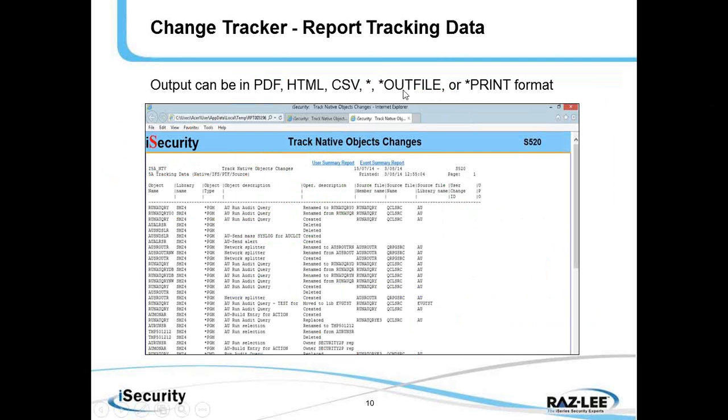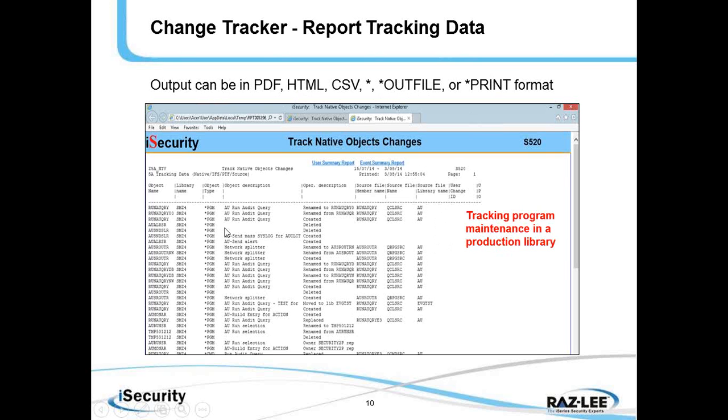Change Tracker also has a reporting facility that is Raz-Lee's report generator. And here we have a sample report that is in HTML, but the report generator can put out formats in PDF, HTML, CSV. It can create the report in an out file. It can throw it out to the screen, or it can print it to a device. This report actually reflects tracking program maintenance in a particular production library.